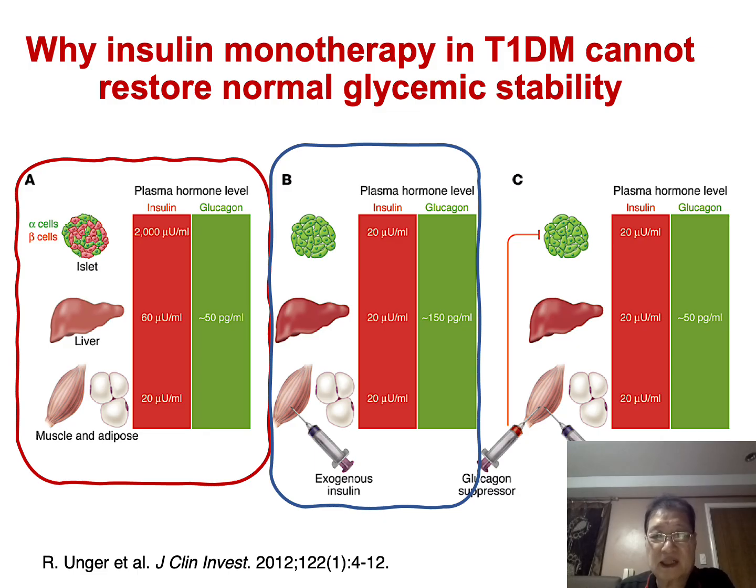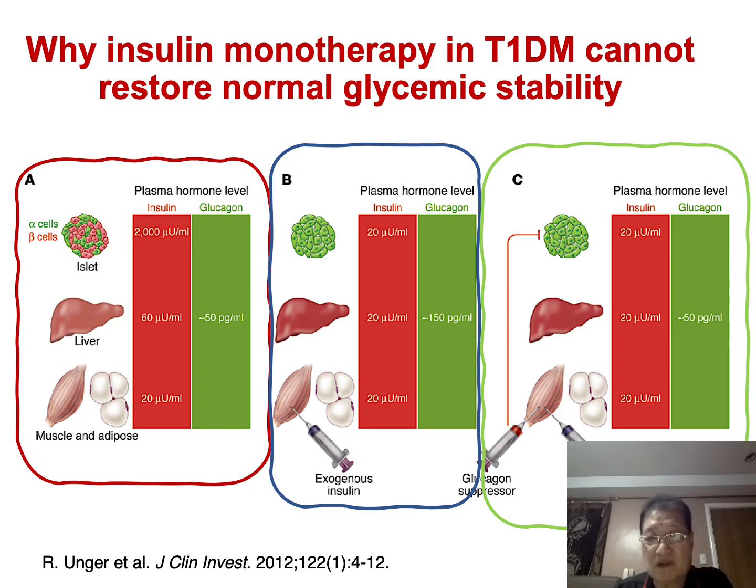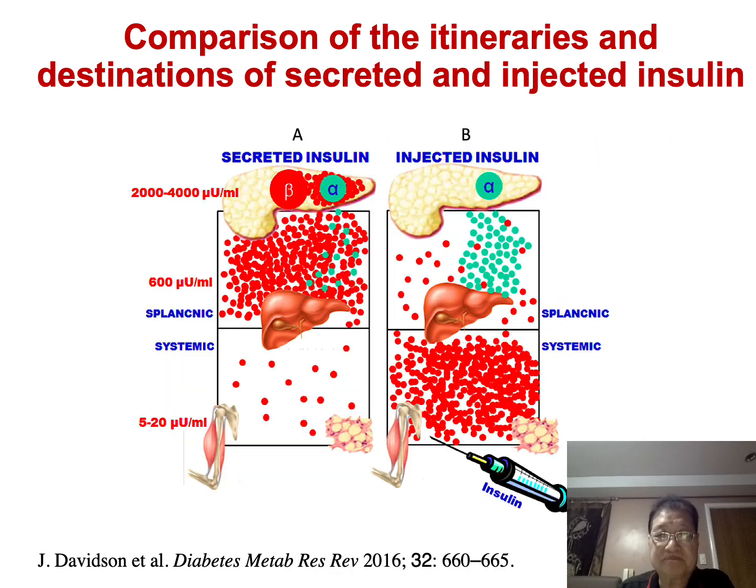So why not increase insulin so that enough insulin will reach inside the islet paracrine effect? However, you will only overwhelm the peripheral tissue and run the risk of severe hypoglycemia. Alternatively, one solution is if we can give a glucagon suppressor and reduce glucagon level without increasing its exogenous insulin dose, and will not overwhelm the peripheral tissue and thus prevent hypoglycemia.